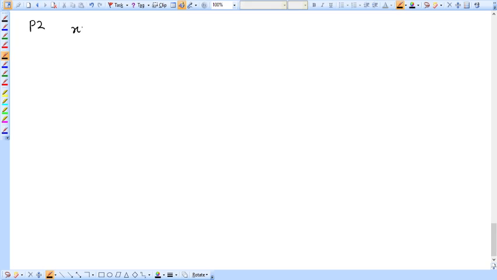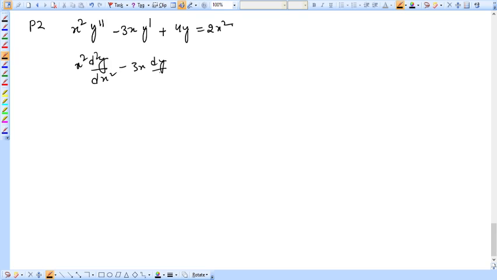Solve x square y double dash minus 3x y single dash plus 4y equal to 2x square. It could also be written as x square double derivative of y minus 3x single derivative of y plus 4y is equal to 2x square.